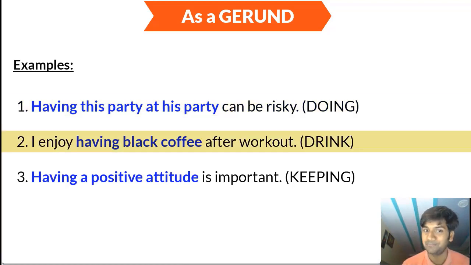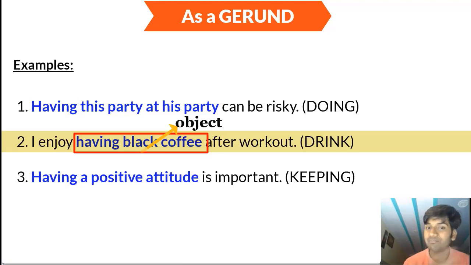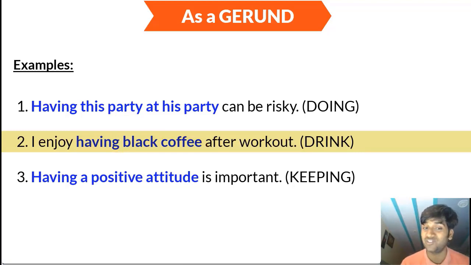Okay, another example. I enjoy having black coffee after workout. I really do. I enjoy what? You enjoy something. You can enjoy a person or a thing. What do I enjoy here? I enjoy an action. What is that? Having. Drinking black coffee after workout. So having black coffee is the gerund phrase here, and having is working as the gerund. All right, and its object is black coffee. Having what? Black coffee.